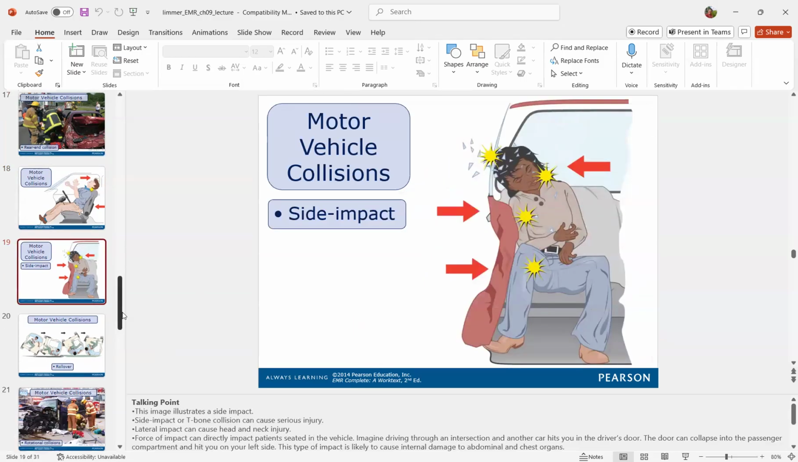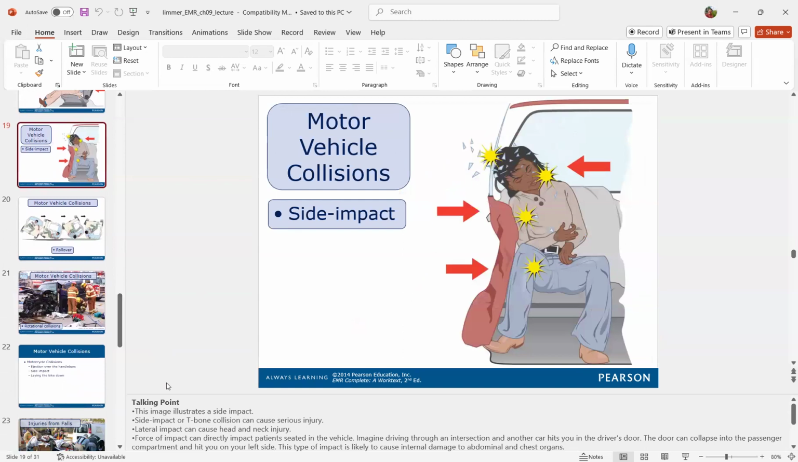We have side impact. This impact, or T-bone collision, can cause serious injuries. A lateral impact can cause head and neck injuries. The force of the impact can directly impact patients seated on that same side. Imagine driving through an intersection and your car gets hit on the driver's side door. That door is probably going to collapse in on you into the passenger compartment and hit you on your left side. So the impacts are likely to cause internal damage, abdominal and chest organ damage. It can be a lot of damage in this whole area.